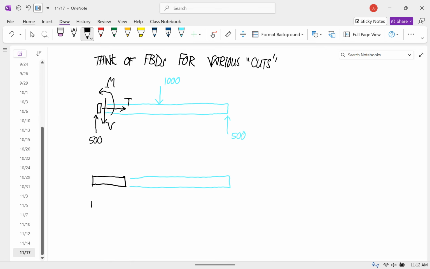On our chosen piece, we have a 500 Newton force. Not acting on our chosen body, we have the 1000 here and the 500 here. And also acting on our chosen piece are the internal loads. So we have a tension, a shear force, and a bending moment.